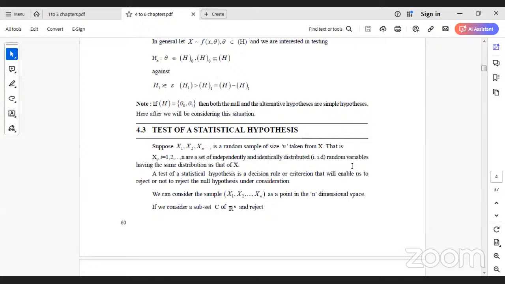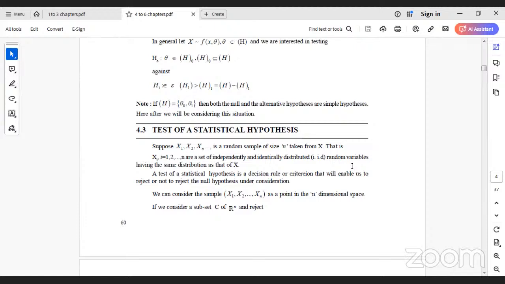Test of statistical hypothesis. Suppose X1, X2, X3, up to Xn is a random sample of size n taken from X, that is, Xi for i equal to 1, 2, 3, up to n are independently and identically distributed random variables having the same distribution.